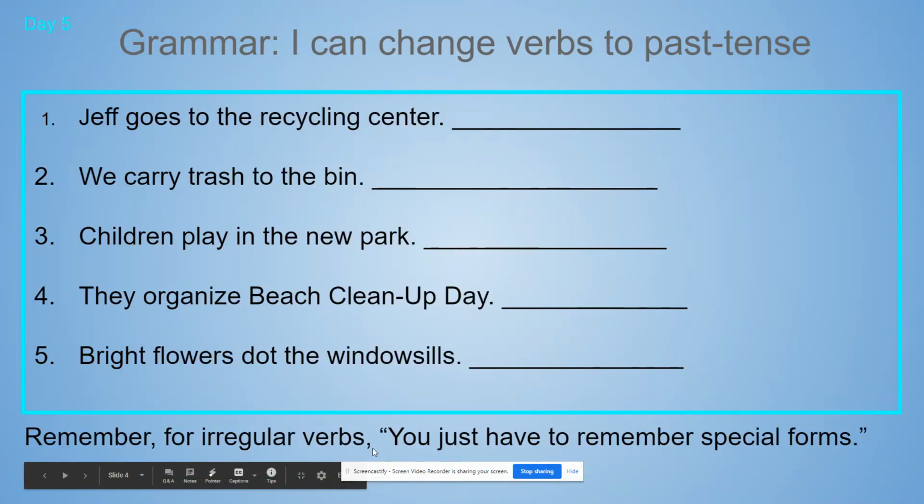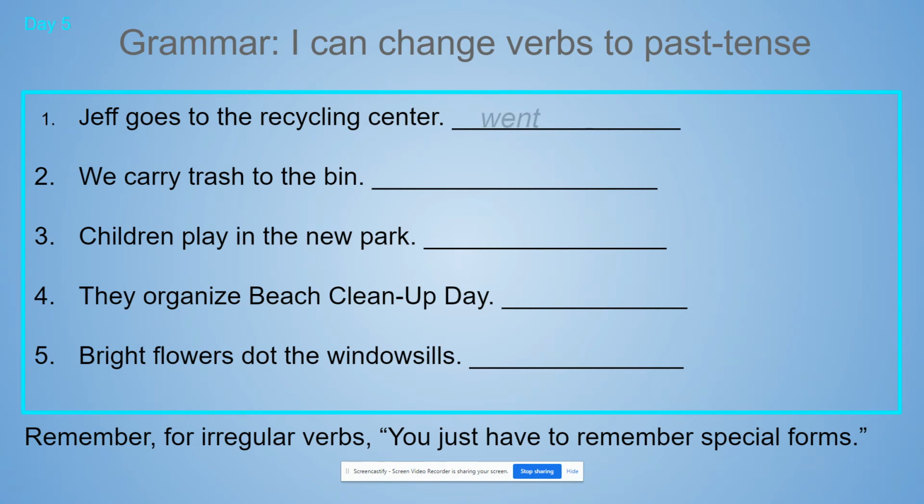Okay, here's a chance for us to practice a little bit. Now remember, for irregular verbs, you just have to remember special forms. So let's see if we can remember some of these. The first sentence, number 1, says, Jeff goes to the recycling center. How would I change goes? I wouldn't say goed. I would change goes to went. This is an irregular verb, go. I would totally change the word.